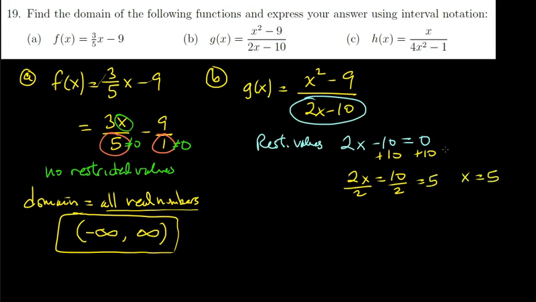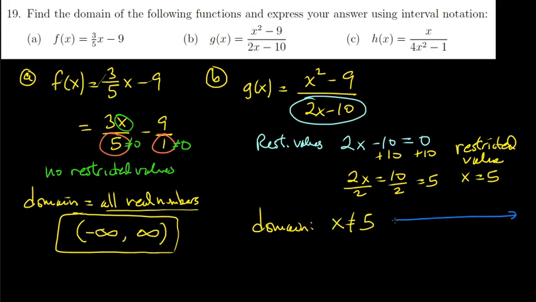But be careful, that's not the domain. That is the restricted value. The domain is everything else, right? In other words, all the x's that are not equal to 5. So what x's are those?